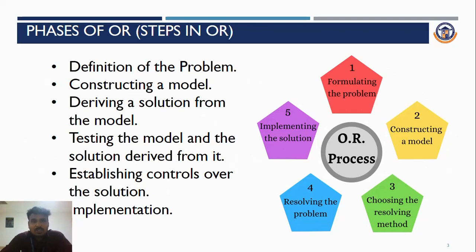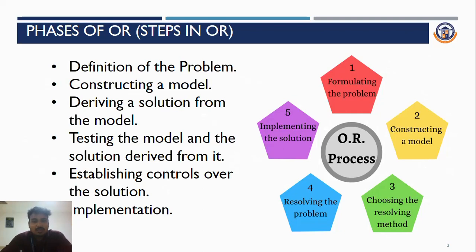Then choosing the method for finding the solution, then testing the model, and the solution is derived from it. We can create the model, but whether the model is right or wrong, we don't know. So first of all, we have to test the model and finally derive the solution from that model.